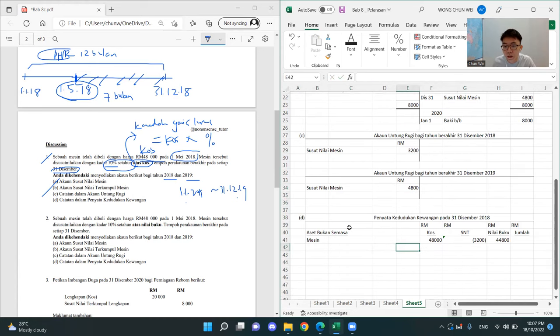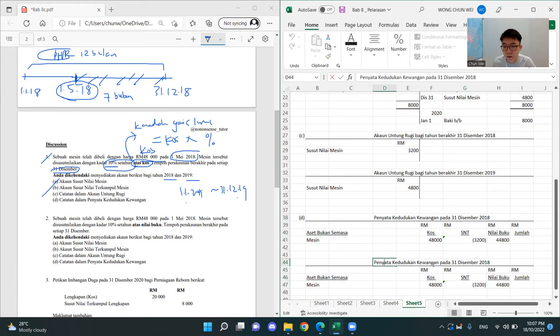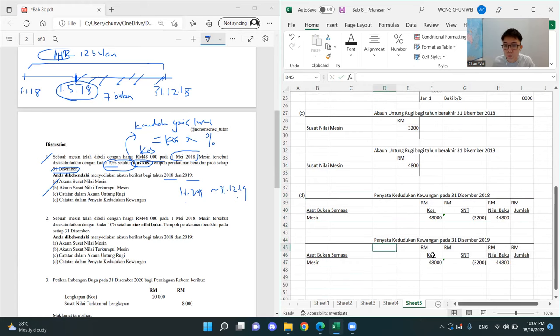And then for your PKK, just copy and paste, all right? Okay. Then you change this PKK to pada 31st December 2019. So now then, you put in all the Ringgit Malaysia, SM Bukan Semasa, cost, SNT, nilai buku, jumlah. Jumlah, we use it when we're doing the long question where you have other like perabot lah, alatan pejabat. Then only at the end, you jumlah and put here. But for now, it's just one. So we just use this three column first.